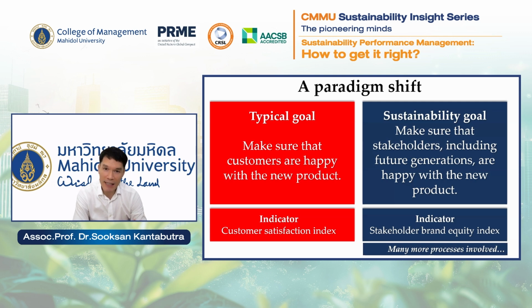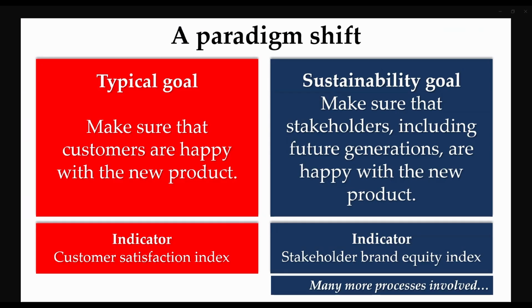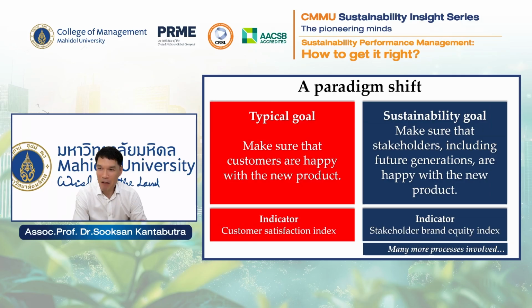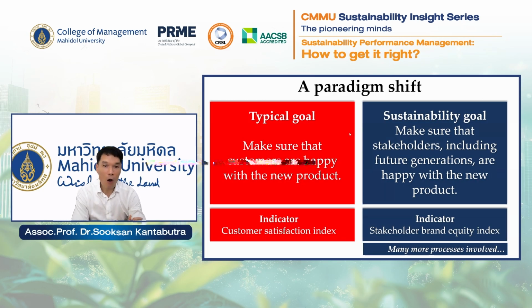I would say that this is an example of a paradigm shift. For example, today, if we are a business and we want to introduce a new product, in the past, the typical goal was to make money, maximizing short-term profitability. So we had to make sure that our customers were happy with the new product. The indicator for that is probably the customer satisfaction index. Why do we need to pay attention to customers? Because they are the ones who bring money into our business. Now, that is not balanced, because we are focusing only on the economic domain.